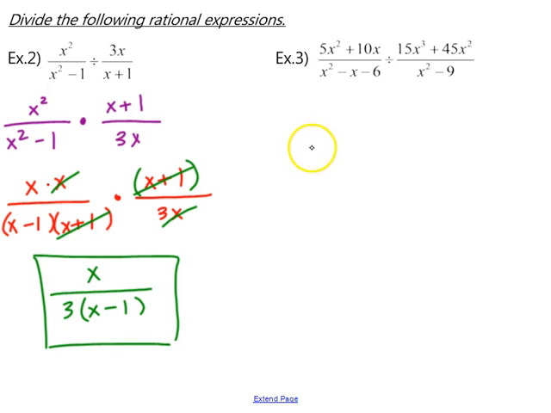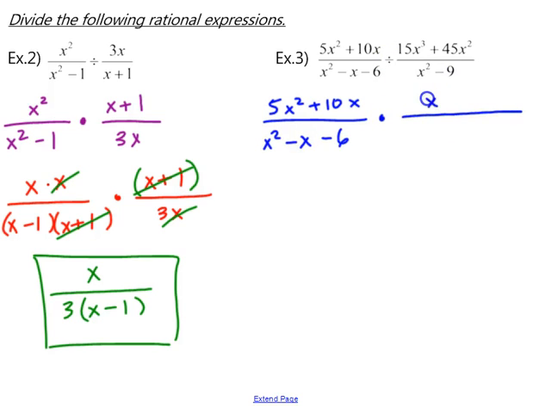So if you feel comfortable with this, I encourage you to pause, try this example 3 on your own, and check back with me when you're finished. If you're still feeling iffy, just stay with me and we'll go through this step by step. So again, we'll start off with our keep, change, flip. So we'll keep the first fraction. Change the division to multiplication, and then flip the second one. So x squared minus 9 comes to the top, 15x cubed plus 45x squared comes to the bottom.